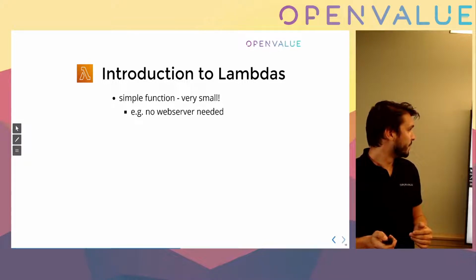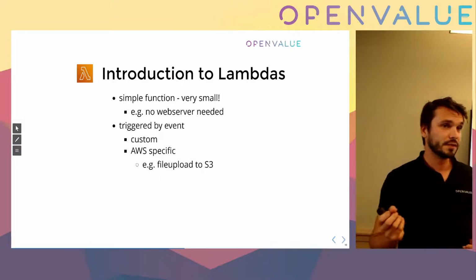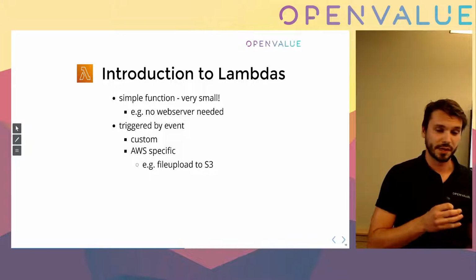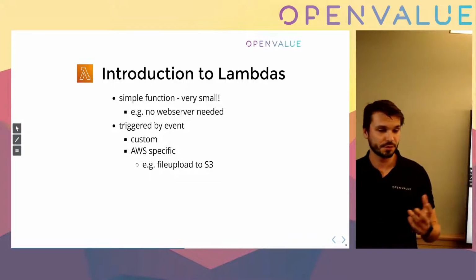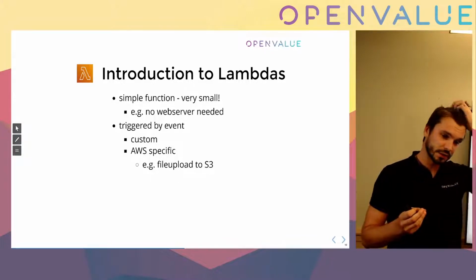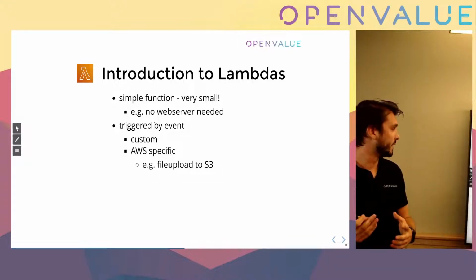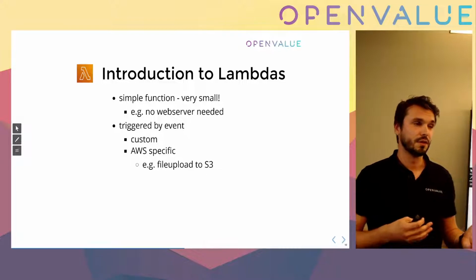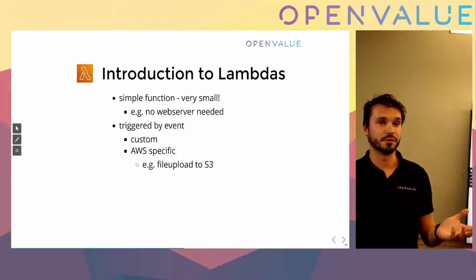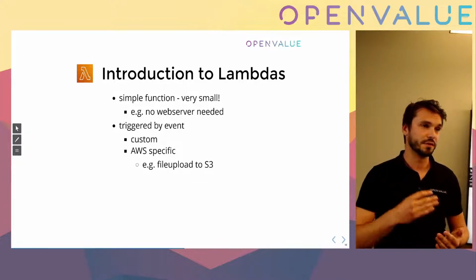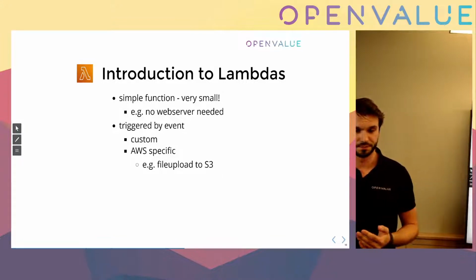Next thing to know, lambdas are triggered by events. So they can be part of an event-driven architecture if you want to. You can either define custom events, or you can use predefined AWS-specific events, like a file upload to S3, which is the storage solution of AWS.